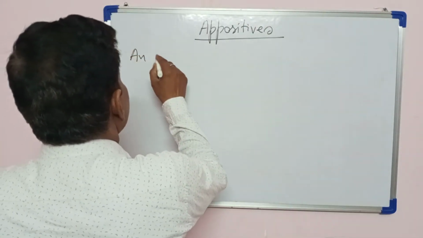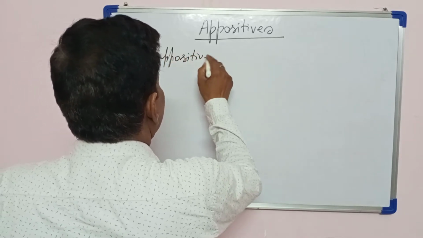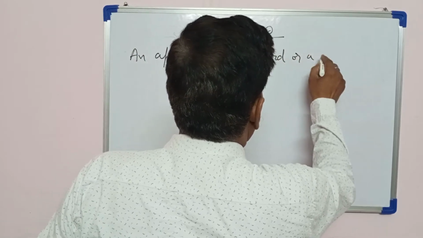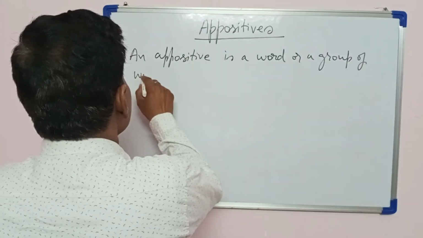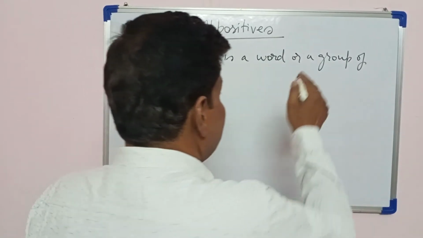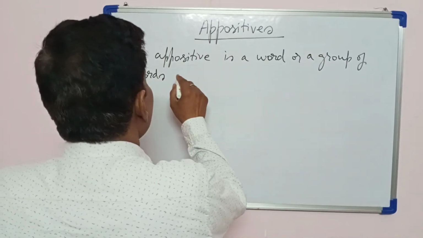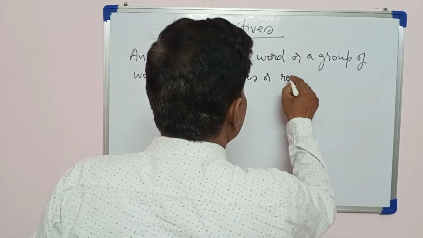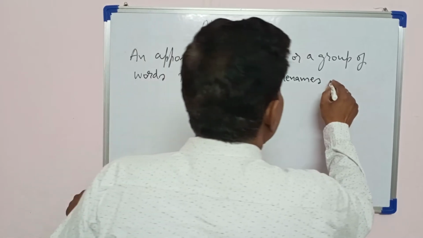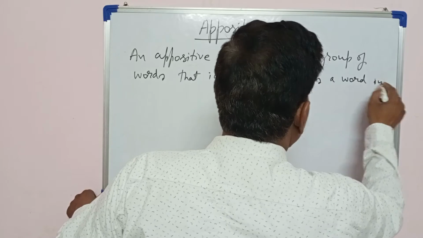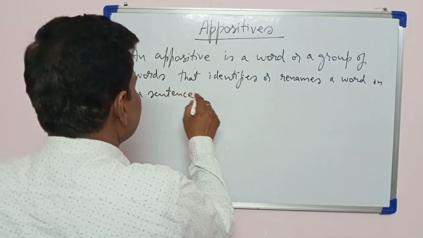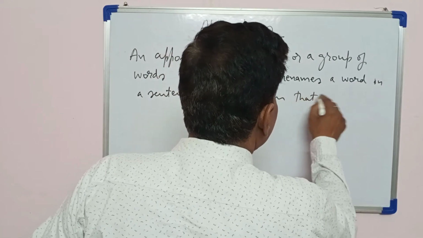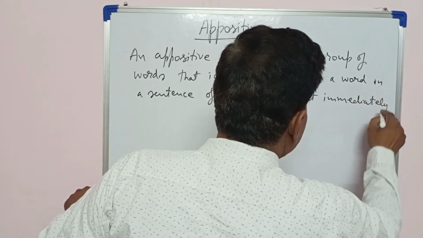An appositive is a word or a group of words that identifies or renames a word in a sentence, often a noun that immediately precedes it.